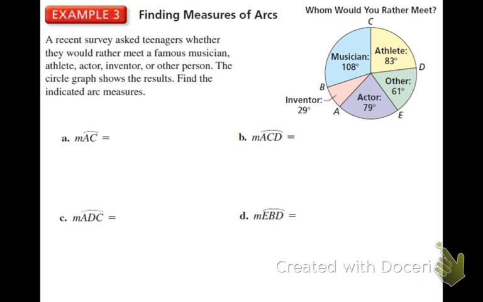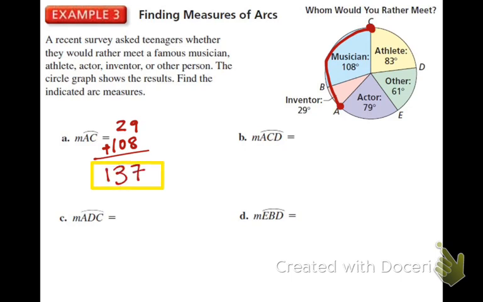All right, here we go. So you have a pie chart, and it already tells you the degrees. Someone will need a calculator because we'll be adding a lot. We're going to find AC. So AC is a minor arc. Are we going to go left around the circle or right around the circle? Left. You go the shortest distance. So then it would be 29 plus 108, which is 137. Good.